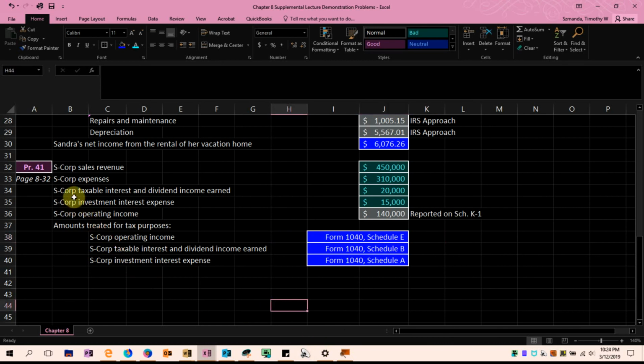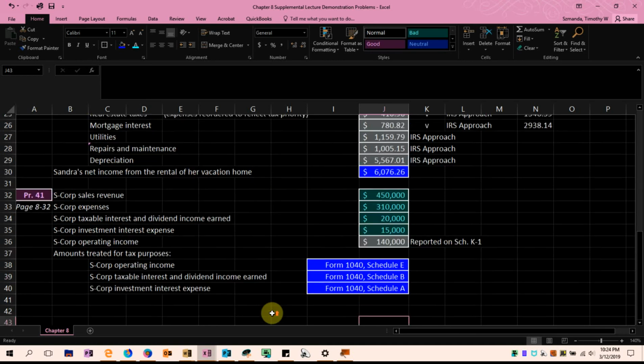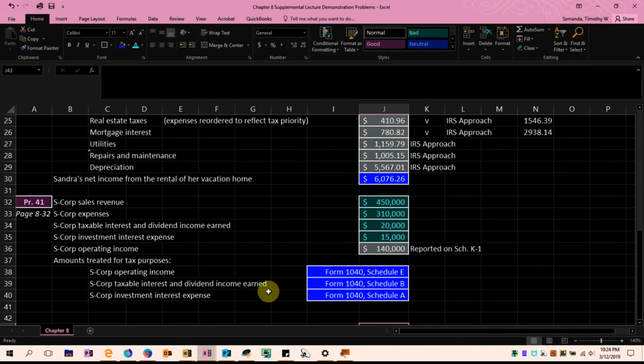It also had taxable interest and dividend income of $20,000. That gets reported on Form 1040 Schedule B. And finally, the investment interest expense is reported on Form 1040 Schedule A, and that offsets investment income. So that's a brief rundown of some of the tax forms we'd use for income passing through to the owners. It would have been the exact same allocation if we were talking about a partnership instead of an S corp.